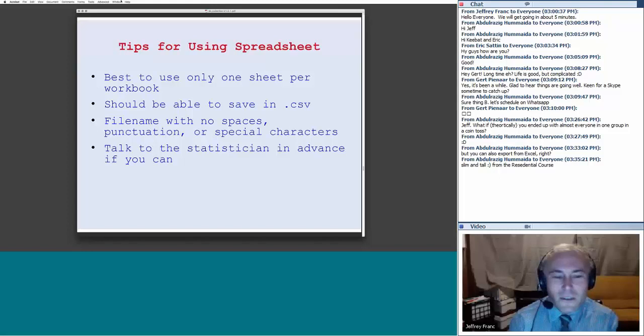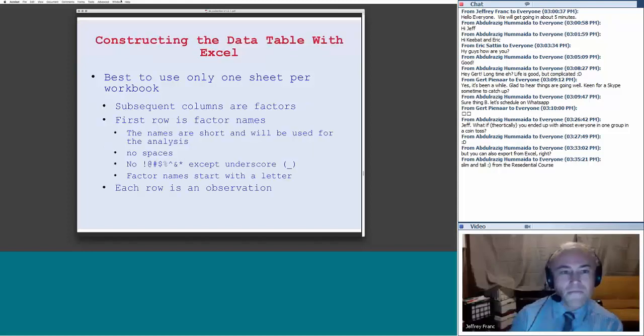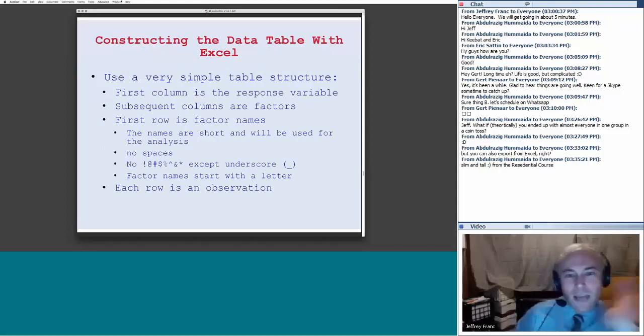If you can, what I recommend is setting up your spreadsheet template with no data on it, and talking to the statistician in advance and saying, this is my spreadsheet, take a look at it, will this work for you? Okay, so that's your table.